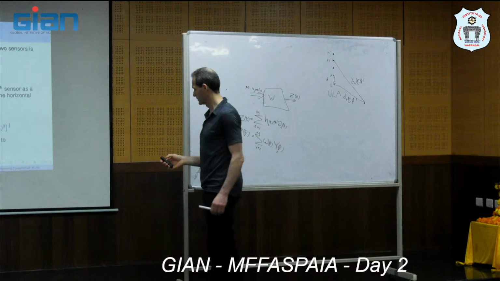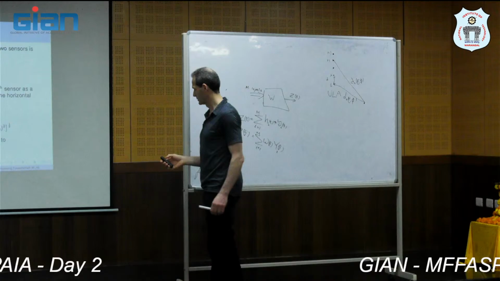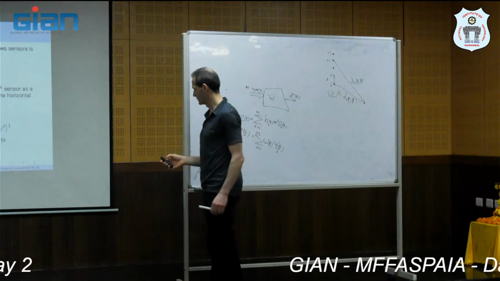This expression was obtained when the distance between sensors is d. So we have the inter-element distance d, and we have elements from minus (n minus 1) divided by 2 to (n minus 1) divided by 2. So we have n elements, and we assume that it's symmetric, but it doesn't have to be. This expression is for the far field.